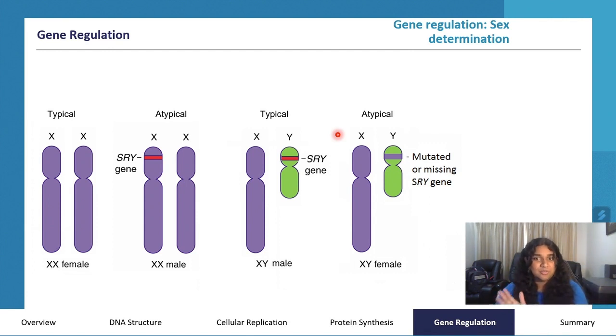If this gene is not present, so if there is no SRY gene, you end up with no production of testosterone and no production of male sex characteristics. So by default, even if they've got XY chromosomes, the human that develops will have female sex characteristics and female anatomy.